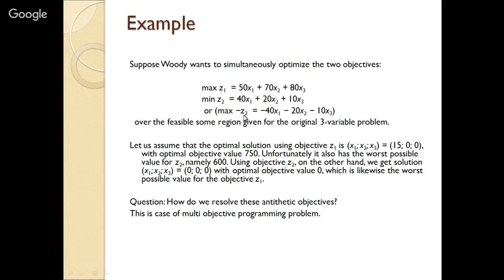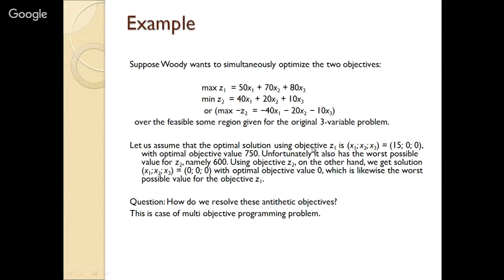Right? So this becomes two objective functions. This is maximization, this is also maximization. Over some feasible region. Now I assume that x1, x2, x3 equal to 1500 is the best solution, the optimum solution for Z1 individually, not simultaneously. Individually we are taking it, it is the best solution for Z1, and correspondingly the value of Z1 is 750 at this point.